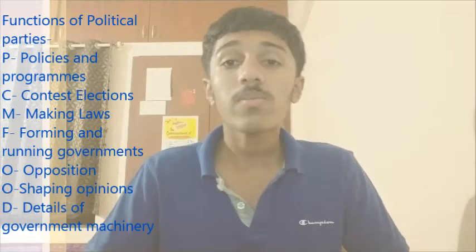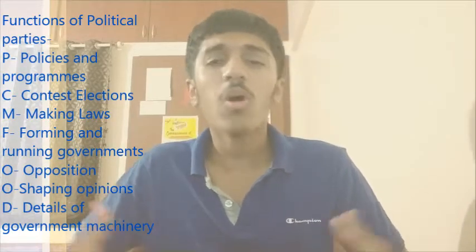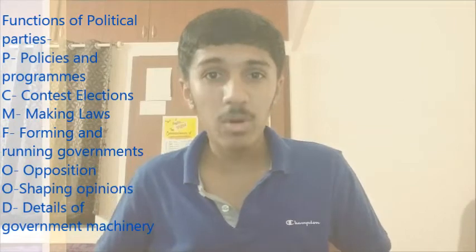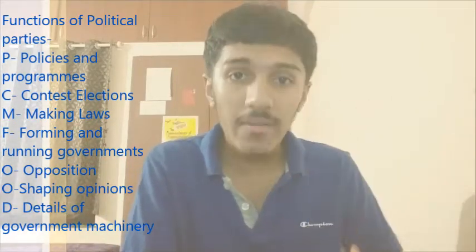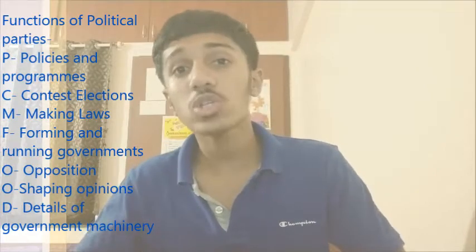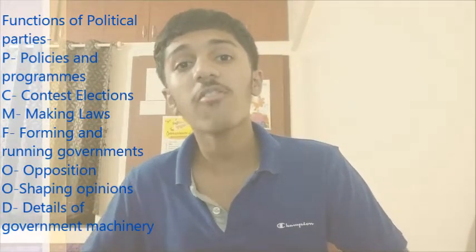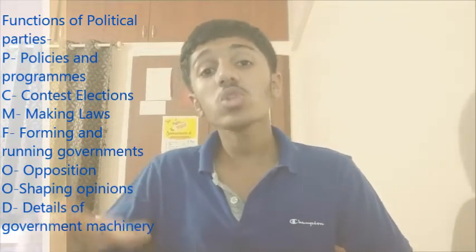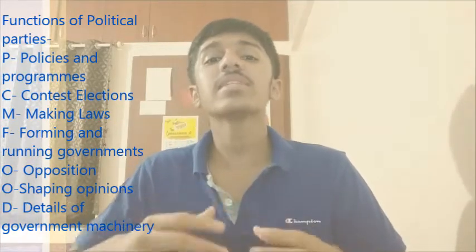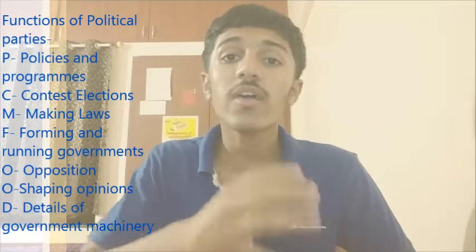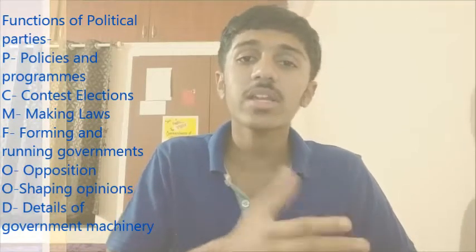Then coming to O, the role of opposition. Opposition is a very important part of democracy as they exert pressure on the government, and they also mobilize opposition. So all those parties that are opposing the government, they try and mobilize. And also they mobilize those people who are unhappy with the government, and thus they try and show the government the various places where they can improve.